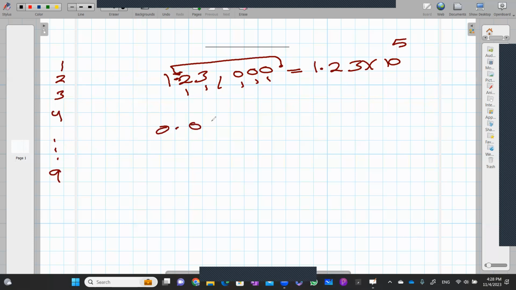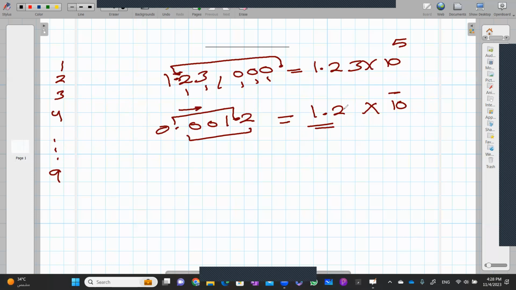If I have 0.0012, we keep only one digit, it will be 1.2 times 10 exponent negative. This is a very small number, so it will become bigger than the original one, then 10 exponent negative, the decimal moves to the right. How many digits in between? 1, 2, 3, then 10 exponent negative 3.